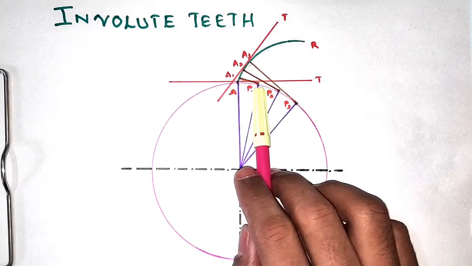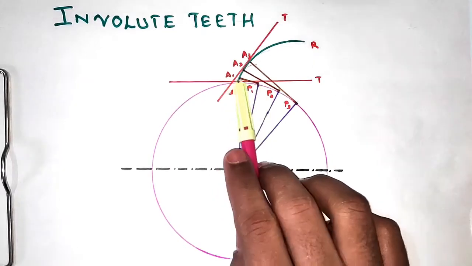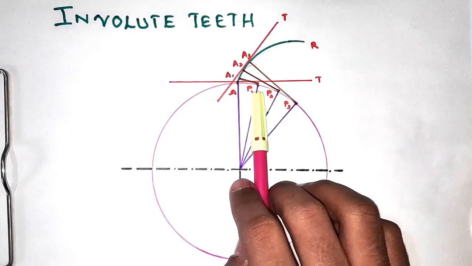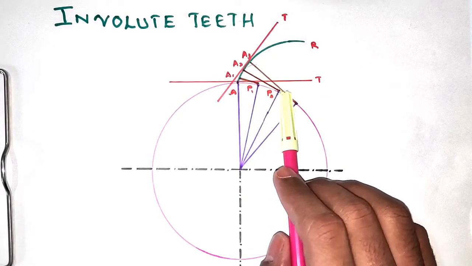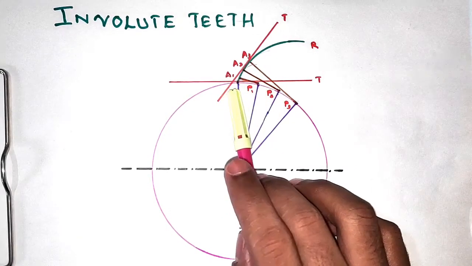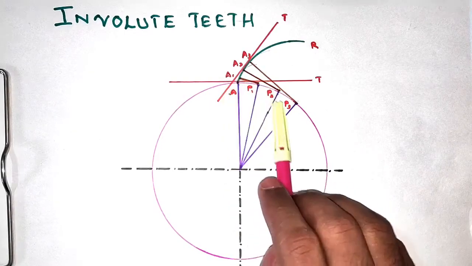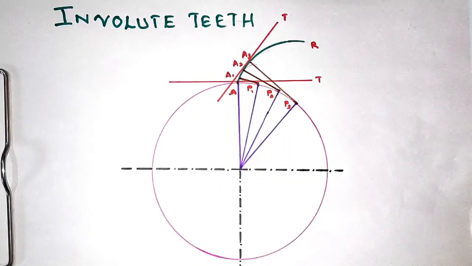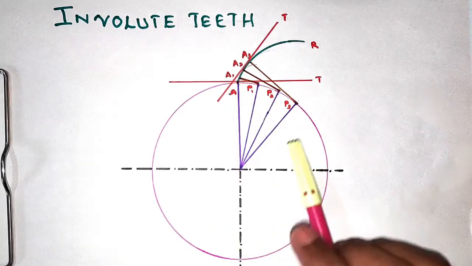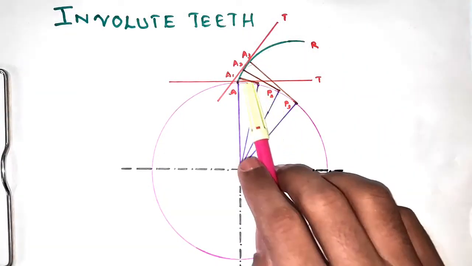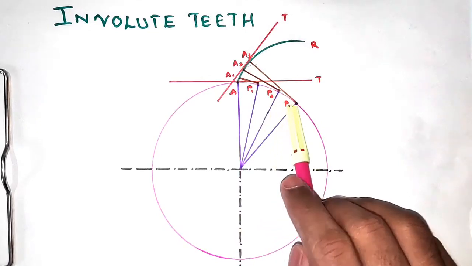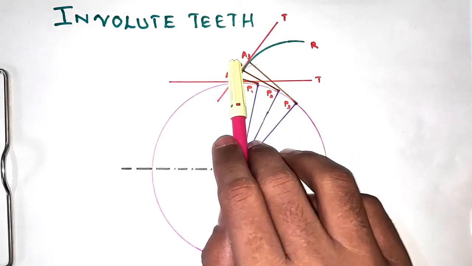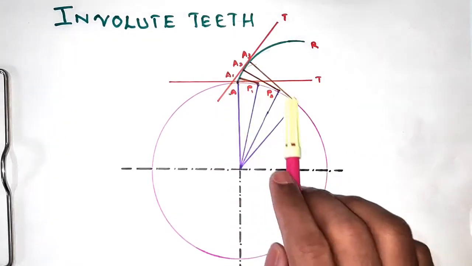Say for example from P1, the length of the tangent will be the same as the arc length AP1. Next from P2 we draw another tangent, and the length of that tangent will be the same as the arc length AP2. From P3 we draw another tangent, that is P3 A3, whose length is the arc length AP3.